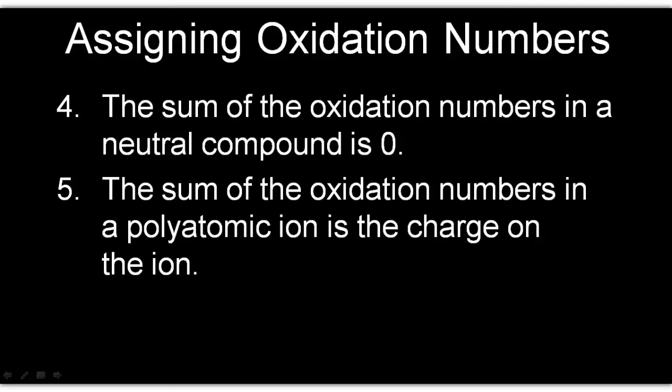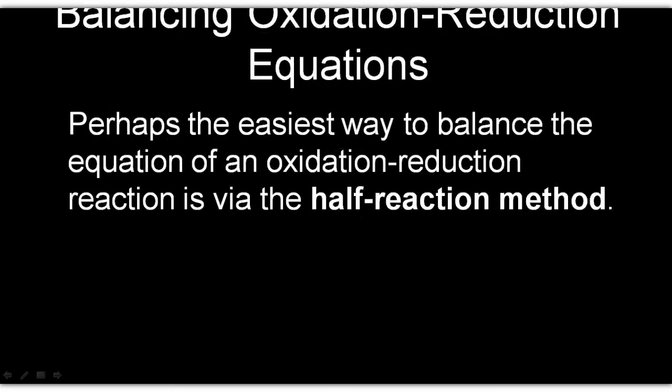All the numbers added up, if it's neutral, have to add up to 0, so the pluses and minuses cancel. And the sum of these numbers for a polyatomic will equal the charge. So as an example, having sulfates, putting these all together, sulfur in this case is a +6 to give us the total of -2.